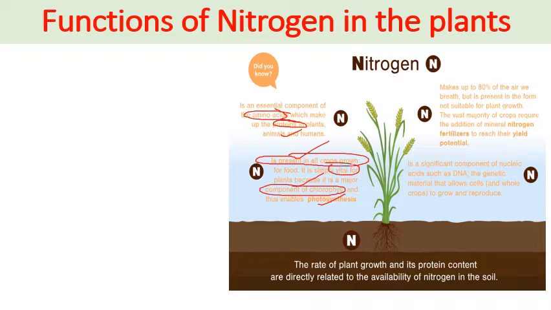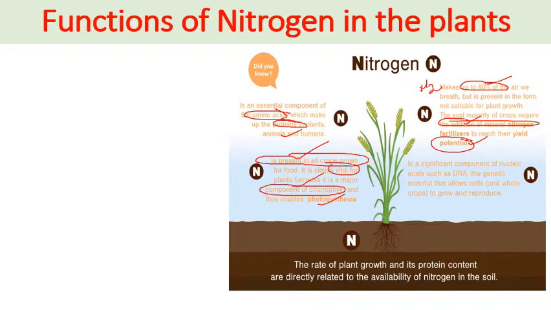Nitrogen forms approximately 80% of the air that we breathe, but that form is not available for plants. Plants cannot use that molecular form, that is the N2 form. So the vast majority of crops require additional mineral nitrogen as a fertilizer to reach their yield potential, to get maximum yield.